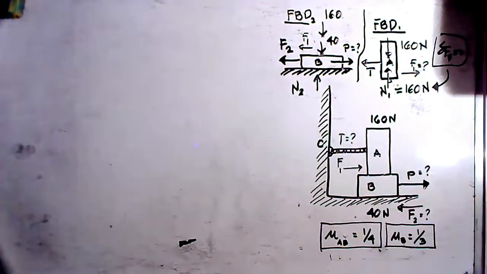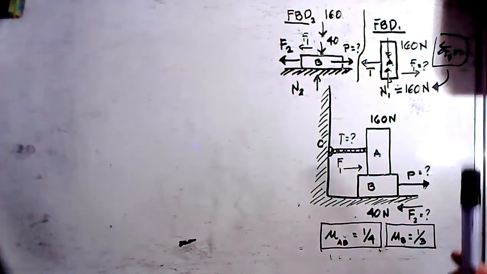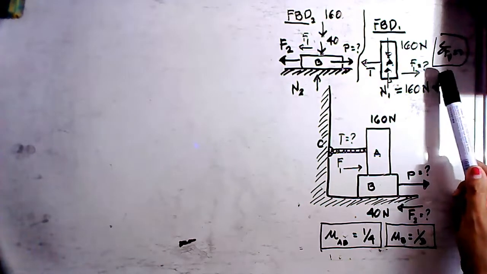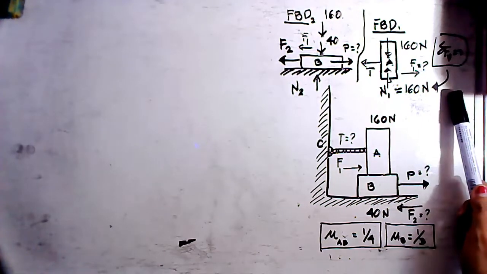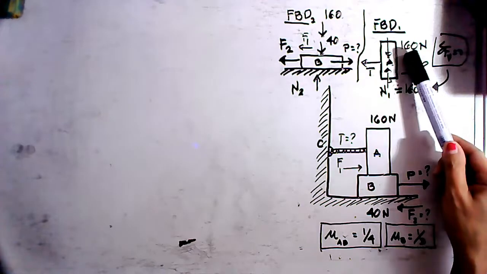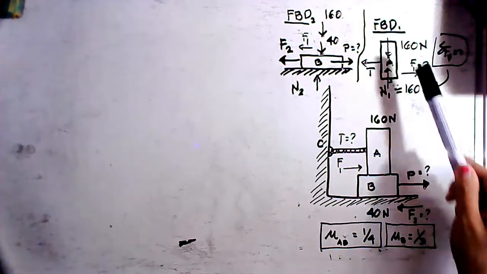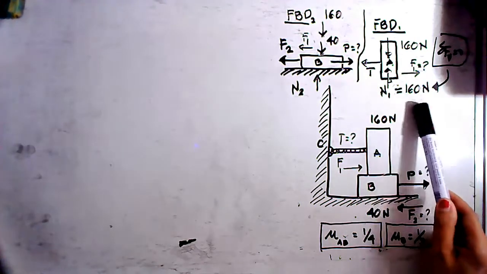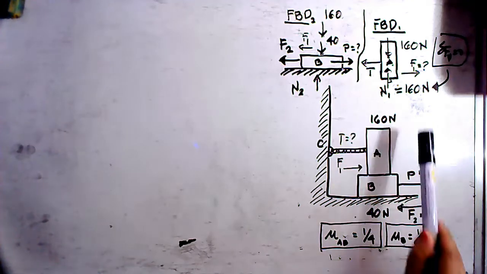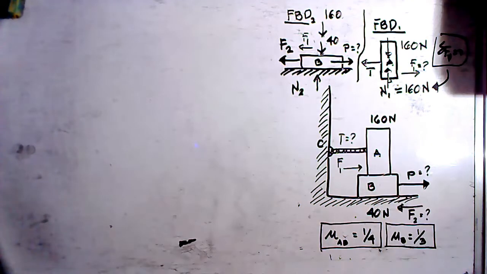And that particular N sub 1, if you would notice by simply observing the free body diagram, you just take summation of forces vertical equals 0. N sub 1 is definitely equal to 160 Newton. So that is why I have indicated here that N sub 1 is equal to 160 Newton.